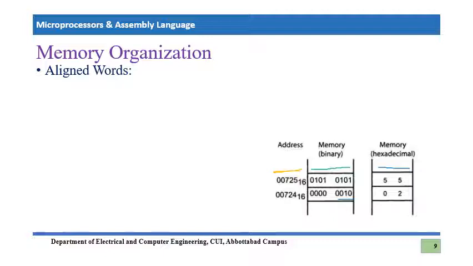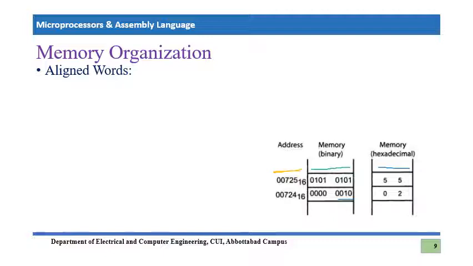So these are two locations, so definitely a word is coming from these two locations. But the question is, which one of these two locations will be considered the least significant byte, and which one the most significant byte? The answer to that question is the Little Endian approach. In the Little Endian approach, the lower byte of information is stored at the lower address, and the higher byte is stored at the higher address.